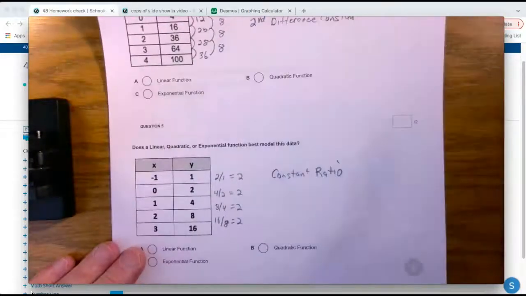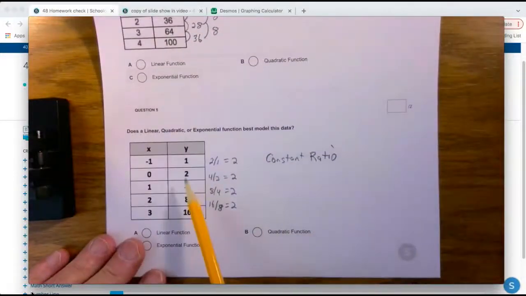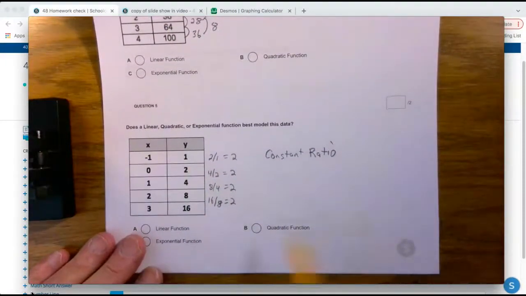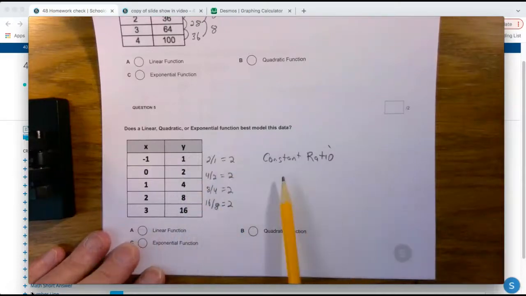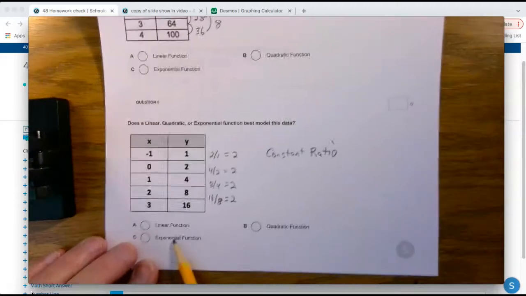All right, number 5. Guys, again, this doubles every time. Pretty easy to spot. That's one you're going to see quite a bit. The constant ratio: 2 divided by 1, 4 divided by 2, 8 divided by 4. It goes up by 2 every time. A constant ratio is exponential.